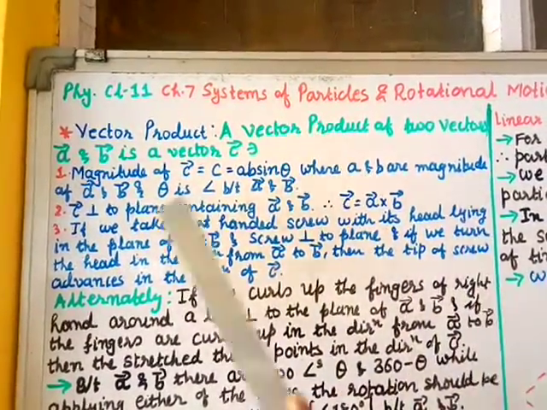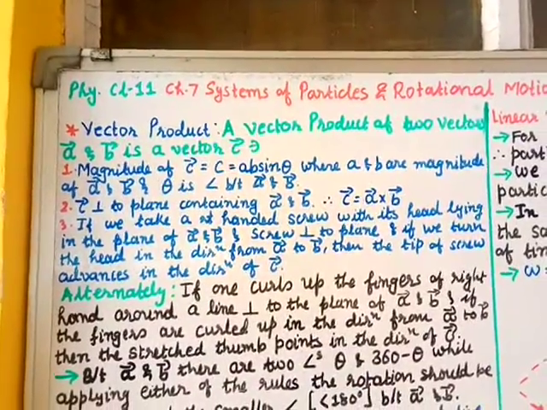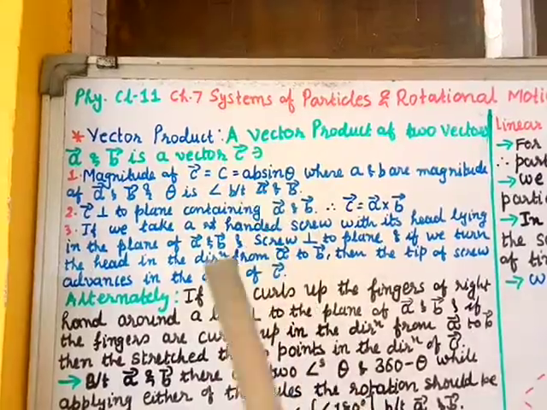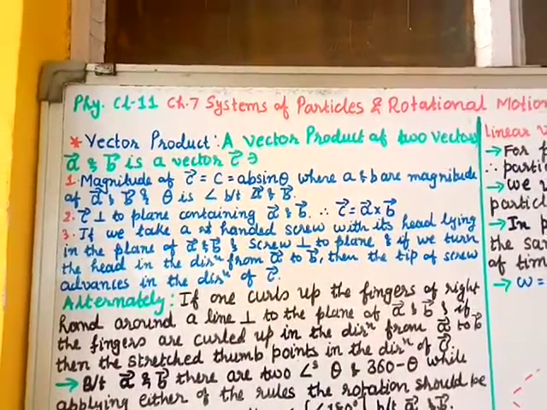where A and B are the magnitudes, the measurements of vectors A and B, and theta is the angle between vector A and vector B, the angle between the two vectors.